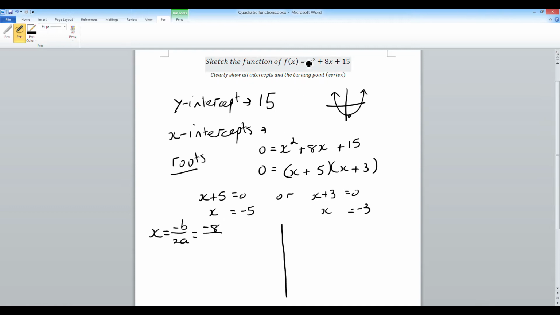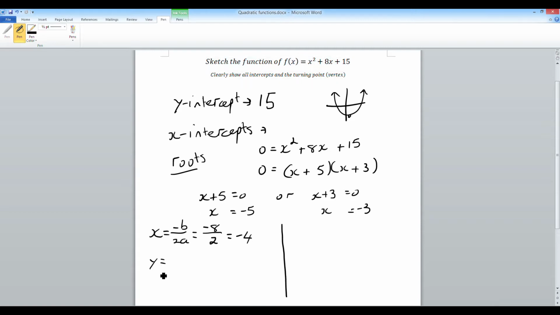The a value is the coefficient in front of x squared. In this case, this is a 1. So I'm going to say 2 times 1 is 2. Therefore, negative 8 divided by 2 is negative 4. This is the x value of my vertex. I still have to find the y value of my vertex. What I will do is plug this negative 4 into my function.